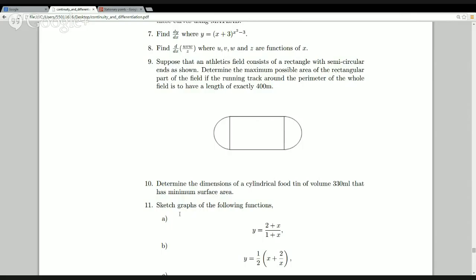So we can get rid of the W from our equation for the area and just replace it by this function of L here. Okay. So then the area becomes a function of the single variable L.